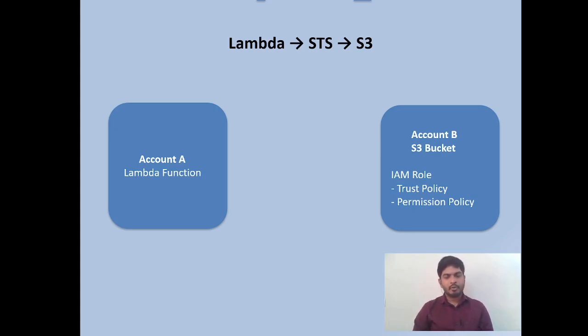We create an IAM role in account B. This role has a permission policy allowing access to the S3 bucket. Now comes the most important part, the trust policy. The trust policy says account A is allowed to assume this role. Lambda function in account A calls STS AssumeRole. STS returns temporary credentials. Using these credentials, Lambda accesses the S3 bucket securely.